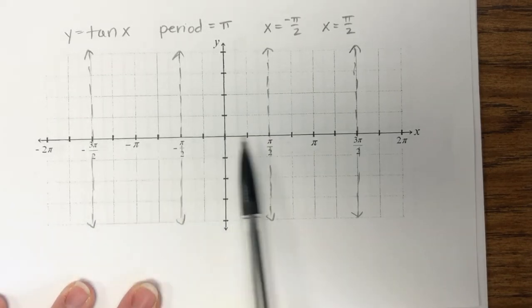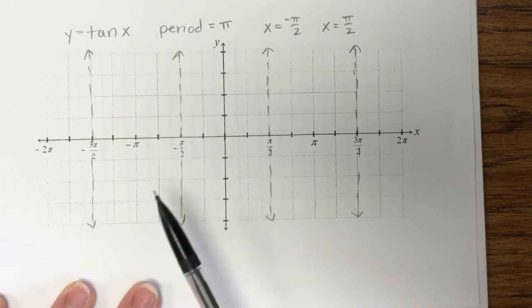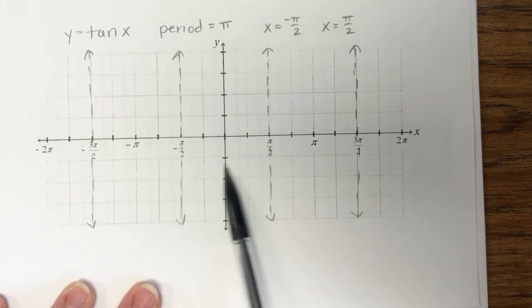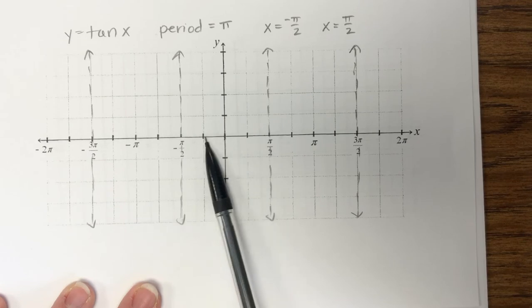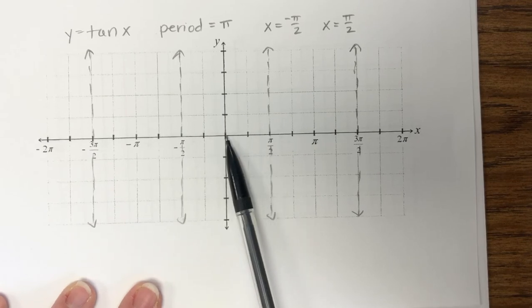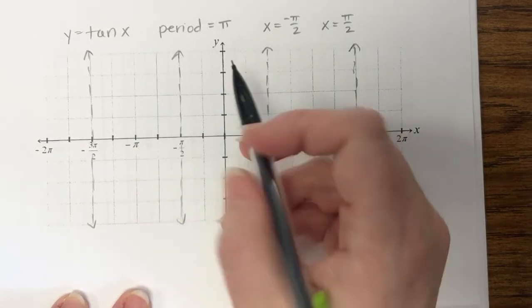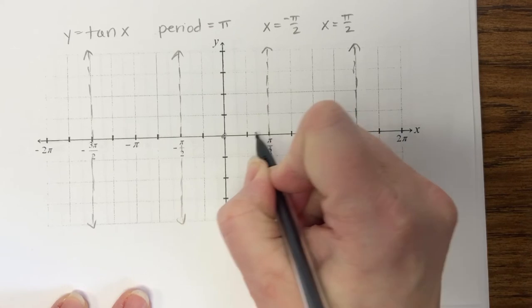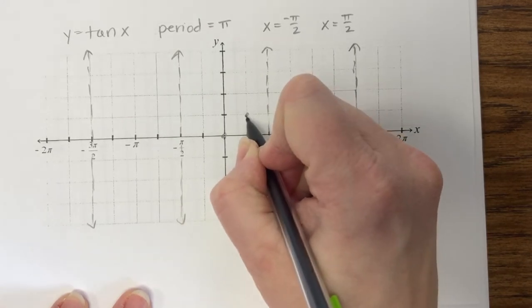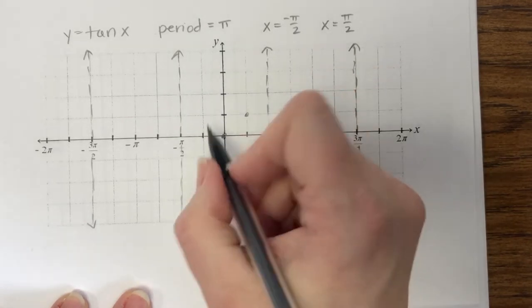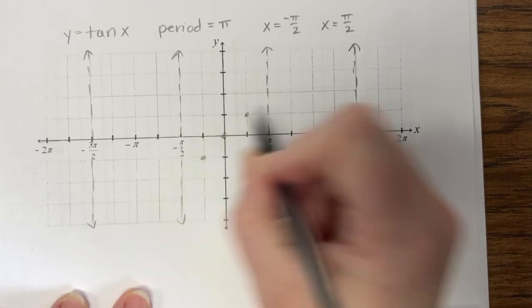Following finding your vertical asymptotes, you want to go through and find the points within each one of these. And it's going to repeat itself, okay? So, nothing being added, subtracted, multiplied. Tangent of 0 is 0. Tangent of pi fourths is 1. Tangent of negative pi fourths is negative 1.